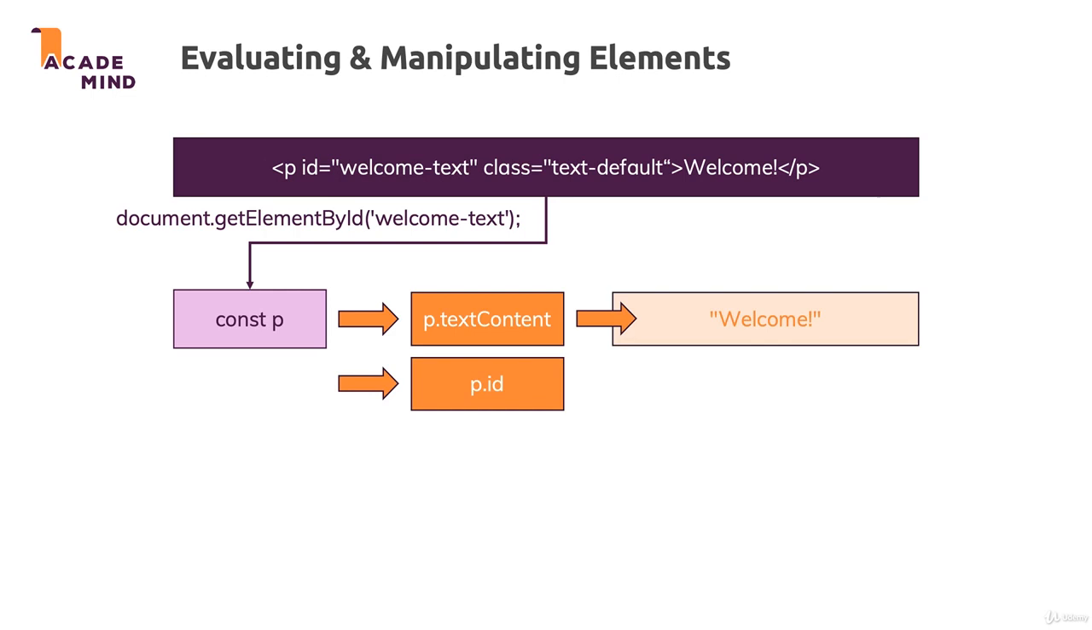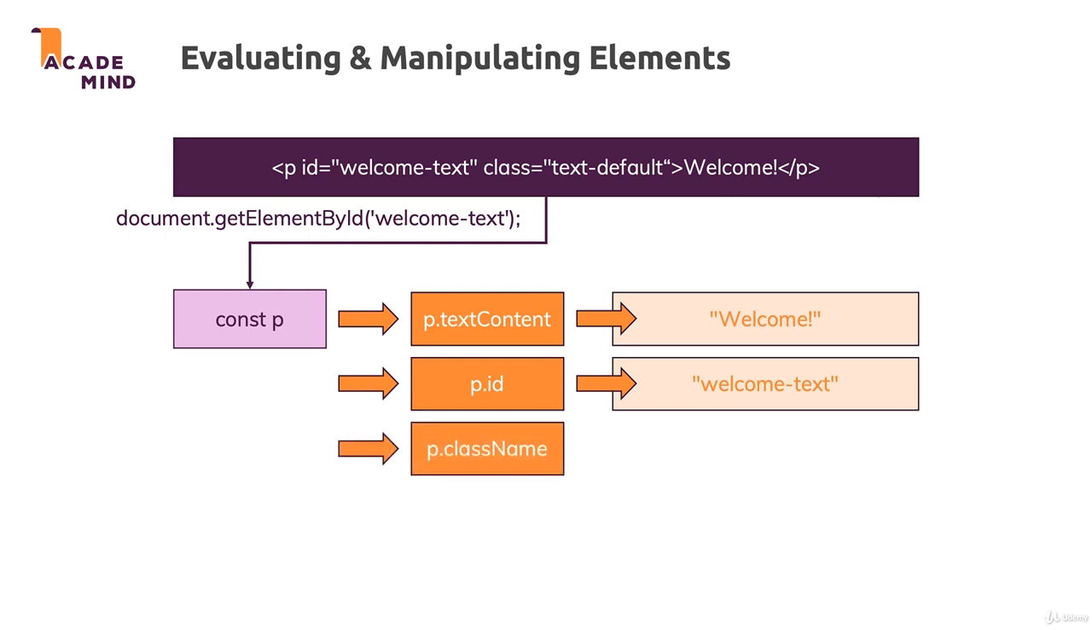We can also read the ID by accessing p.id and get the ID as a string that's stored in there. Or the same for the CSS classes with the className property. So important, not .class, but className, to get access to the CSS classes that are assigned as a text here on the element. So that's how we can read data from there, something which you also want to do a lot.